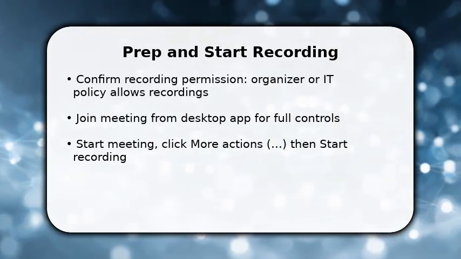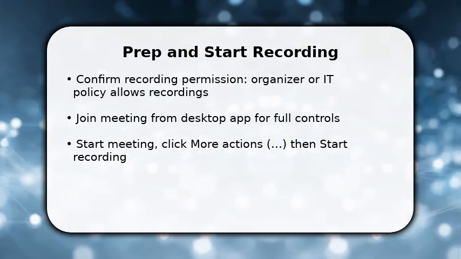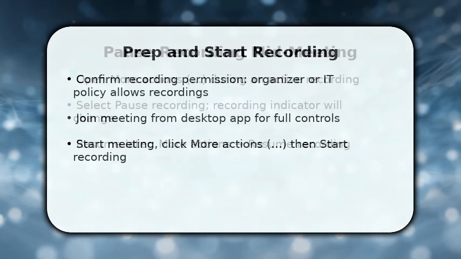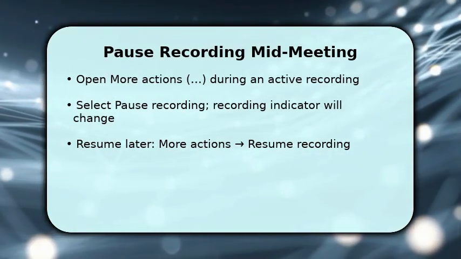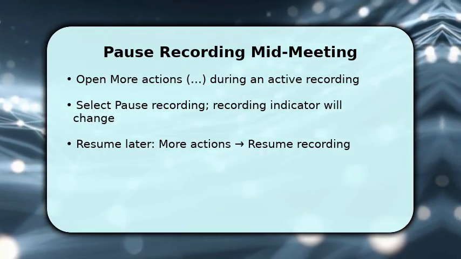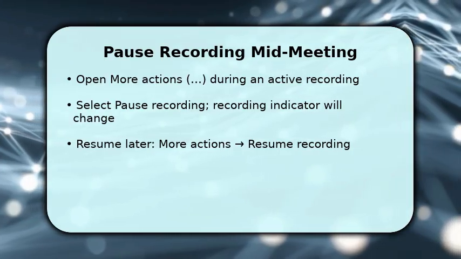Once done, keep an eye on the red REC indicator so you know the session is actually being captured before proceeding to pause steps. You pause recording by opening More Actions while the red REC is visible. Choose Pause Recording from the menu. Doing this stops the active capture but keeps the meeting running and chat intact, so sensitive discussion can be excluded.